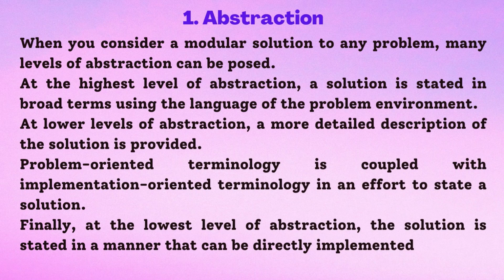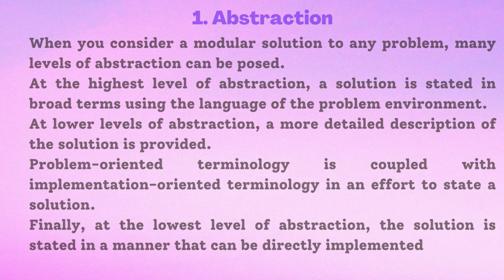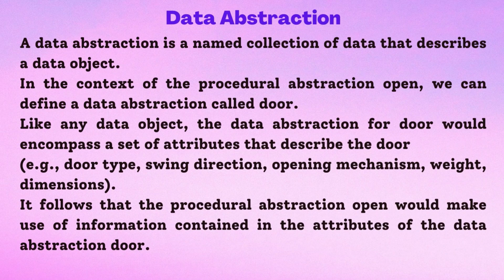For each problem, we may give the solution through modularity. When we consider a modular solution, levels of abstraction are involved. At the highest level of abstraction, a solution is stated in broad terms of the problem environment. At the lower level of abstraction, a detailed description of the solution is provided. Finally, at the lowest level of abstraction, the solution is implemented directly. There are two types of abstraction: data abstraction and procedural abstraction.